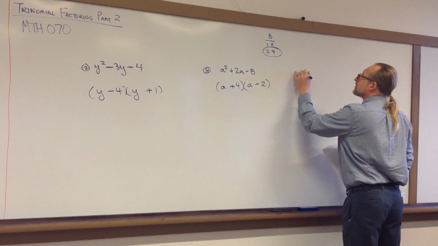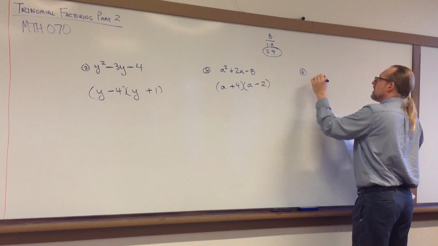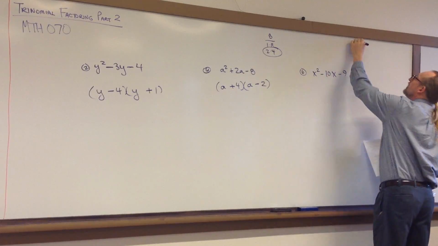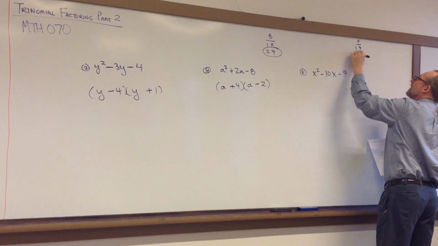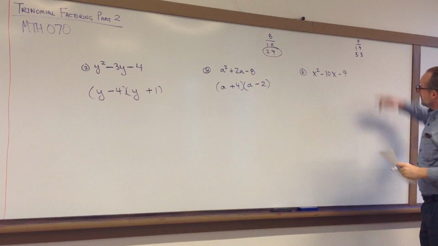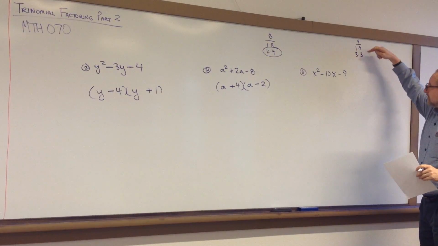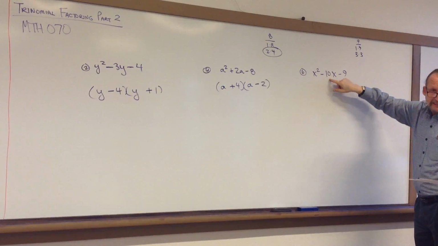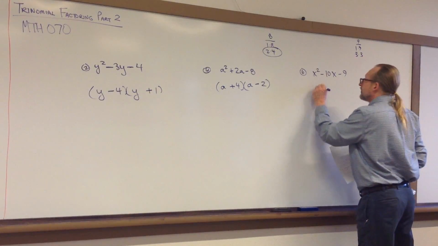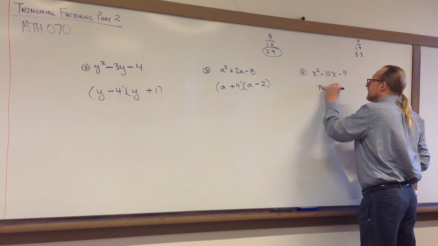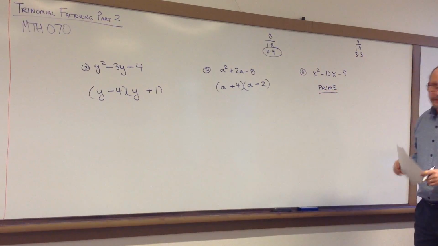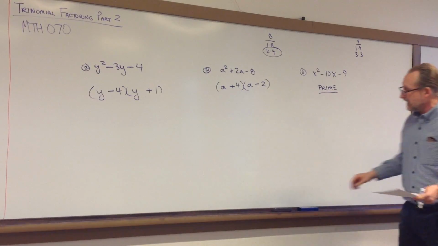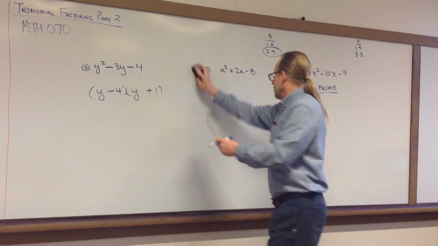Problem 6, x squared minus 10x minus 9. So the 9 could be 1 times 9 or 3 times 3. So these have a difference of 8. These have a difference of 0. Neither of them has a difference of 10. This one is prime. And again, I don't do that very often, and I don't do it at all on quizzes and tests. But keep an eye out for those as you're working through these problems.